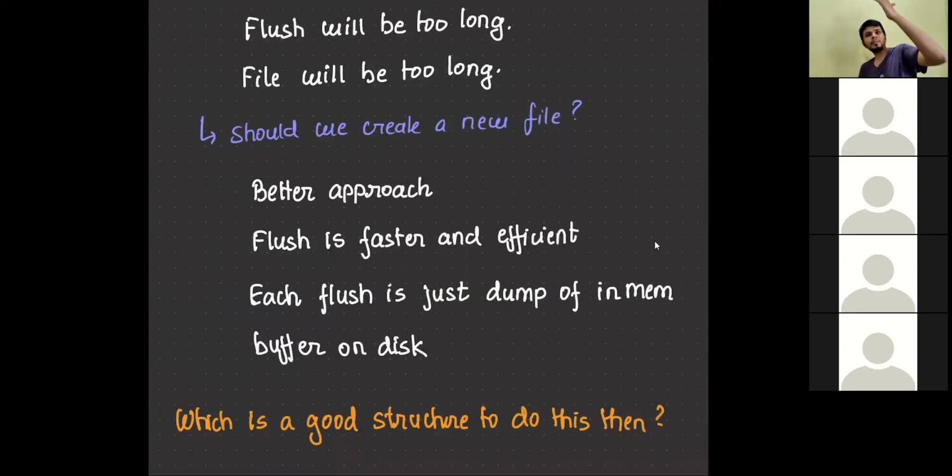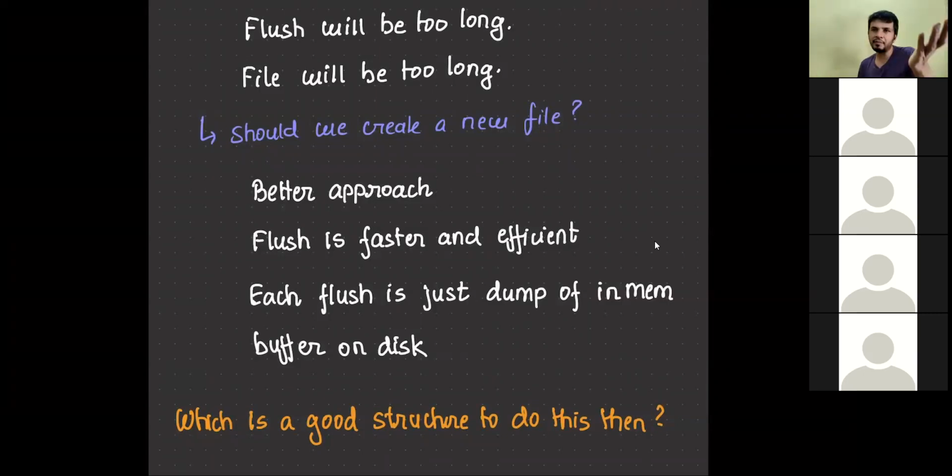Another approach: instead of adding it to the same file, what if every time the flush happens we create a fresh file? If we do that, you don't have to append to the existing file. Every time you're flushing, you create a file with the timestamp as the file name.